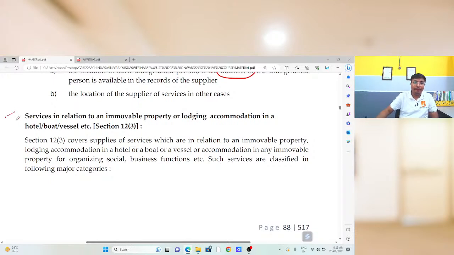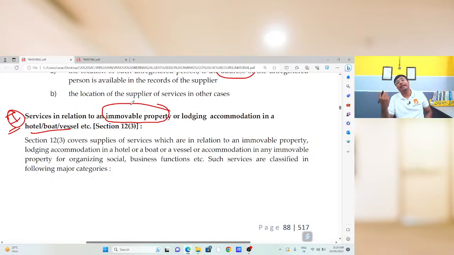Now, the first specific situation: service in relation to an immovable property or accommodation in a hotel, boat or vessel. That is, the service is related to immovable property. First, we are going to discuss the logic also, so that at the time of handling practical cases, litigation, or audit, you can get the idea from the situation of what will be the place of supply.